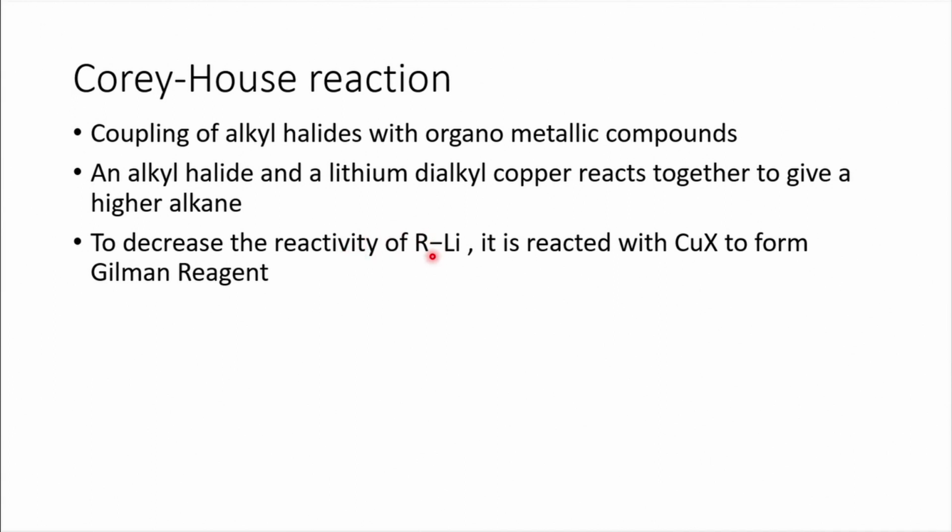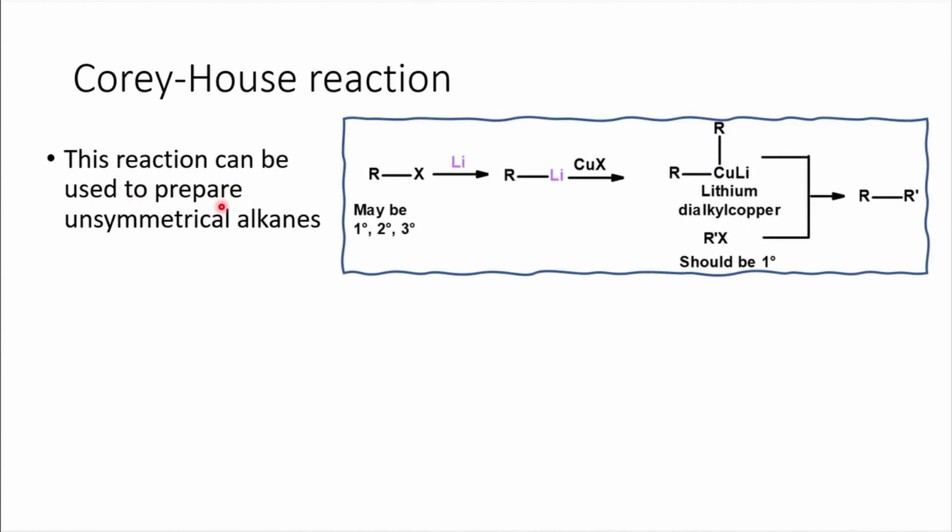So, to reduce their reactivity, the alkyl lithium reagents are converted into a copper derivative, that is, to form the Gilman reagent. These are much less reactive compared to alkyl lithiums. In this reaction, the condensation of alkyl halides with dialkyl copper lithium gives the R prime condensed product, that is, an alkane, along with alkyl copper and lithium halide. This reaction can be used to prepare unsymmetrical alkanes.